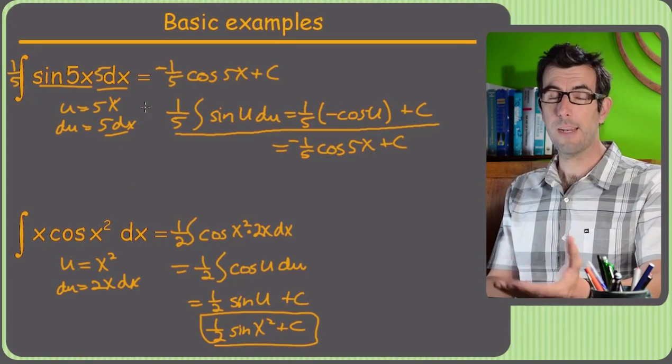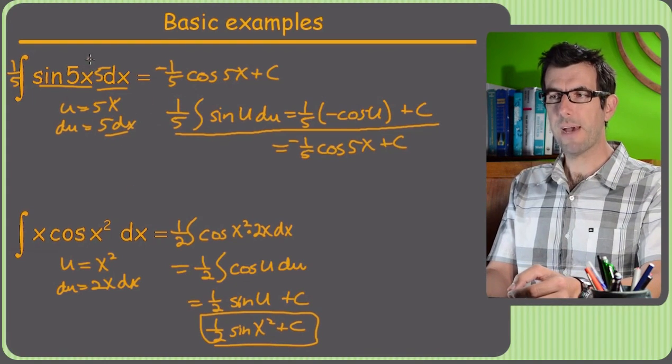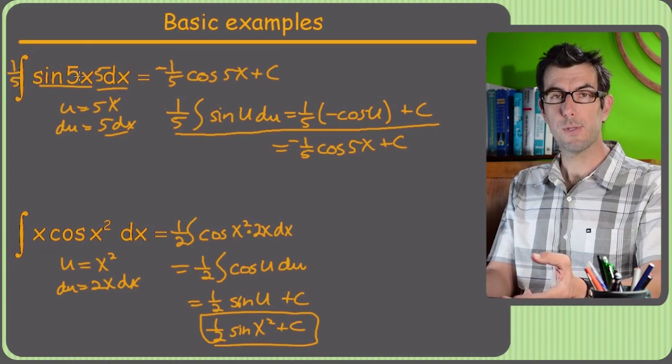So you can see this is going to get a little bit predictable. If you just have a 5x or 6x or some number sort of in there, then you'll just end up with 1 over that number out front.